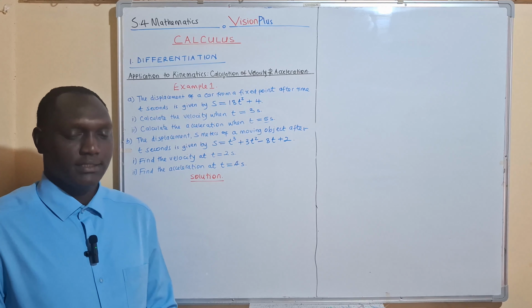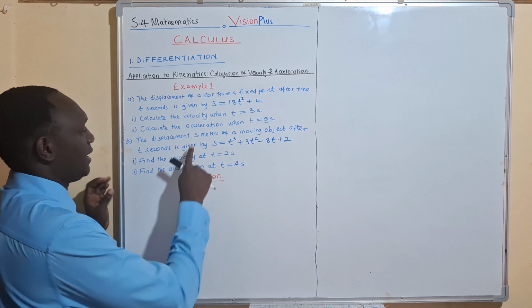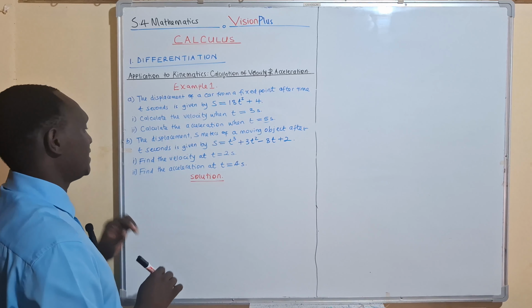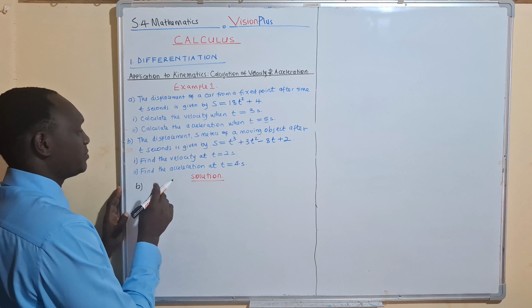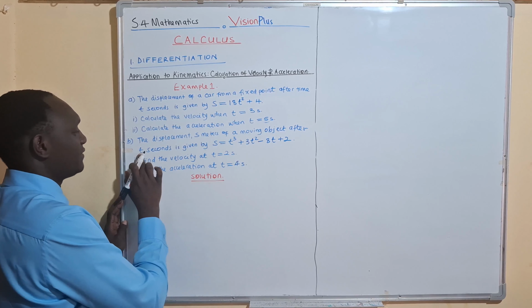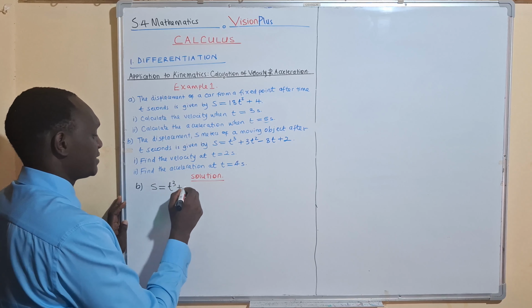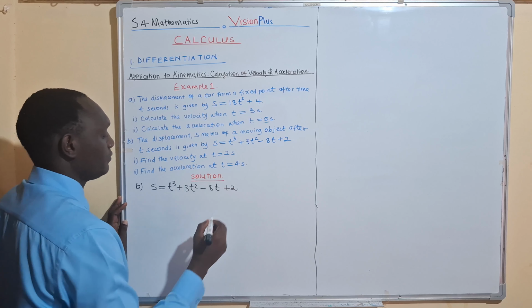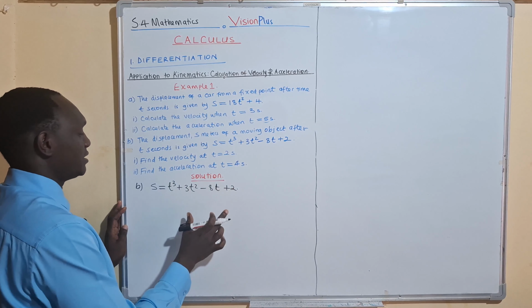And now going to part B. Part B says the displacement s in meters of a moving object after time t seconds is given by... So in part B, the expression for the displacement of a moving object after a given time t is defined by s equals t cubed plus 3t squared minus 8t plus 2. This is the expression for the displacement at any time t.